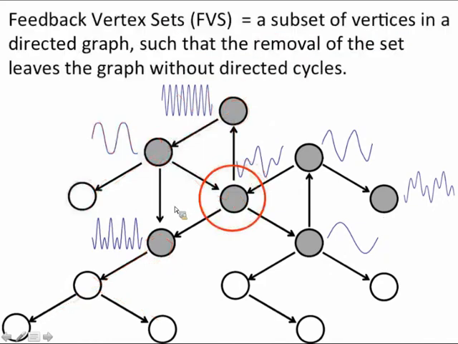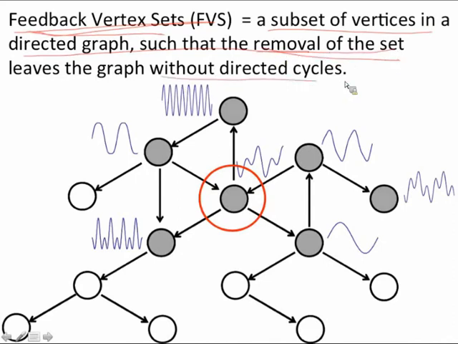And so what we want to do is create a feedback vertex set, which is actually a subset of vertices in the directed graph, such that the removal of the set, if I remove the set, leaves a graph without directed cycles. So if I've got a cycle, that means I've got some redundancy in my system. And if I remove a node corresponding to a cycle, then I remove some of that redundancy.